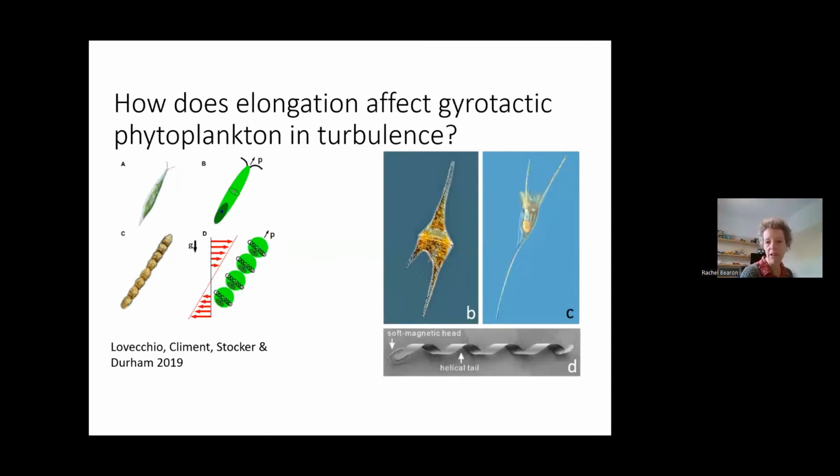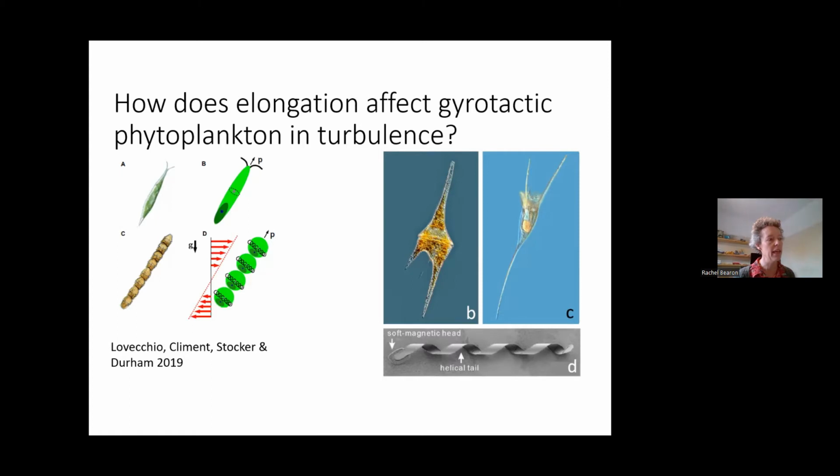So the first half of the talk is about looking at how elongation affects plankton in turbulence. And we're looking at a particular type of plankton. So unlike in Klaus's nice talk, where he was saying there's no external forcing, in this case there's gravity. So we're going to be looking at gyrotactic plankton. A classic model for this is the idea of plankton being bottom heavy. So here's a little cartoon where the cell mass density distribution is not uniform, which means they end up being bottom heavy and therefore tending to swim upwards in still fluid.